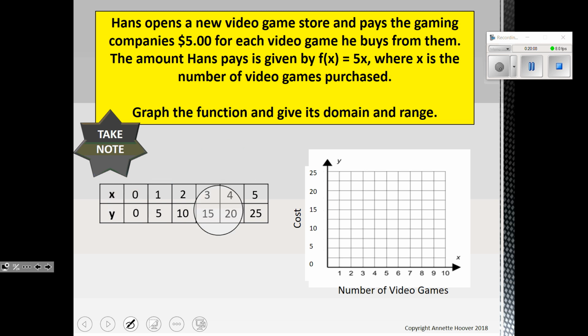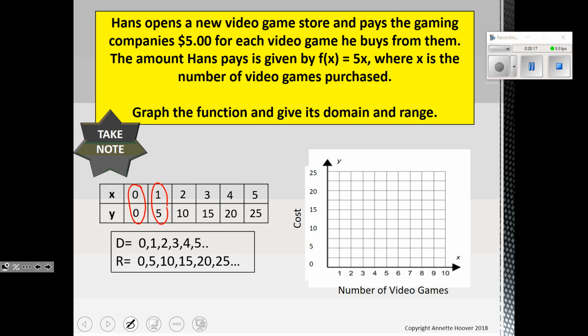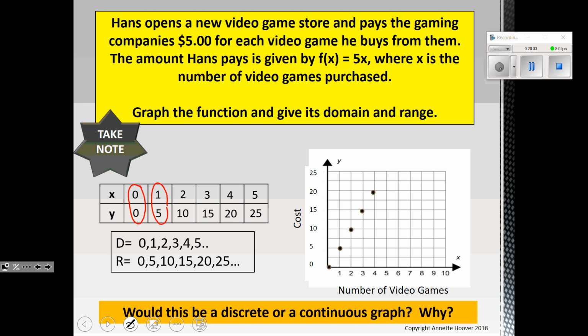Now we can graph all of these. So here we created our order pairs, 0, 0, an order pair of 1, 5, and so forth. So here is the domain written out. The domain are the x values, and the ranges are the y values. So here's when we graph 1, 5, 2, 10, 3, 15, 4, 20, and 5, 25.